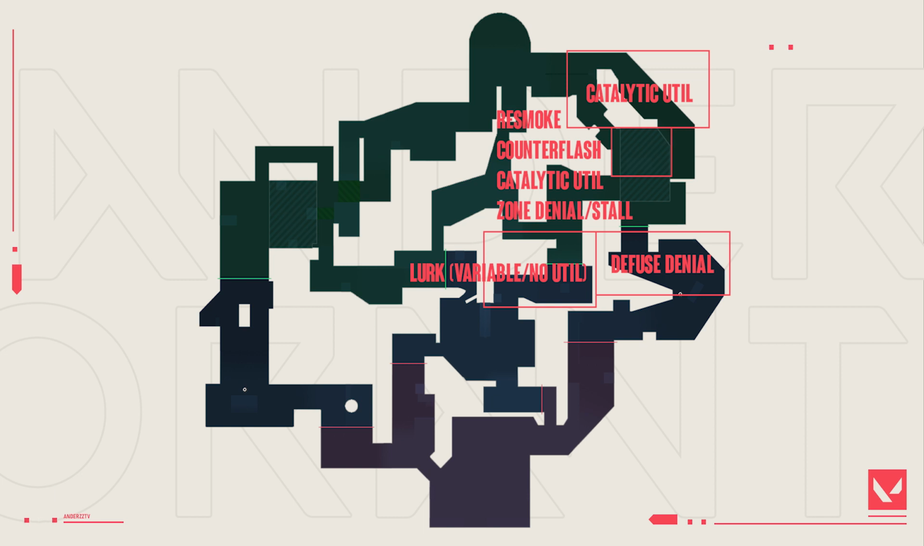Here you'll need a resmoke, if not multiple, counter flash, catalytic util. This is mostly going to be recons for A-link and connector rotational information, as well as insulating yourself against the deep flank, and then you'll also want some zone denial or stall. Unlike at B, here we have two ways from defenders spawn into site. Because of that, we want to be able to disincentivize both being pushed at the same time. Whether that be a Sage Slow, a Molly of some variety, a KO nade, any of these will work. We're just trying to isolate the number of rotational paths that the defenders have access to.